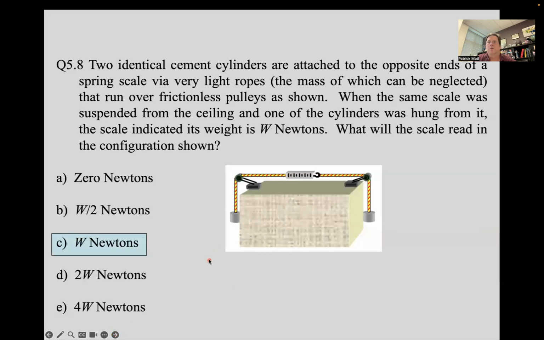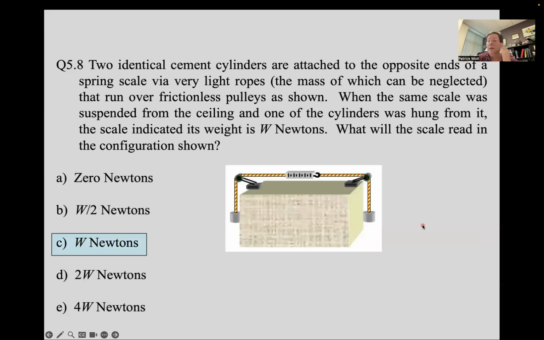All right. This usually surprises people at first. It's going to read the same thing. The scale is going to read a weight of W newtons, whether the scale was hung vertically with one cement cylinder hung off of it, or in this arrangement, where it's hung horizontally and there's two, one cement cylinder pulling from one side, one cement cylinder pulling from the other side.